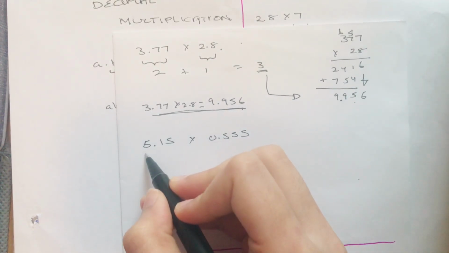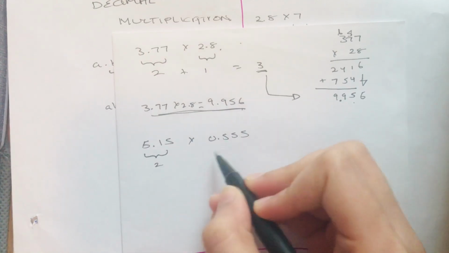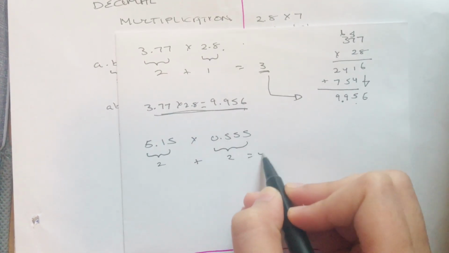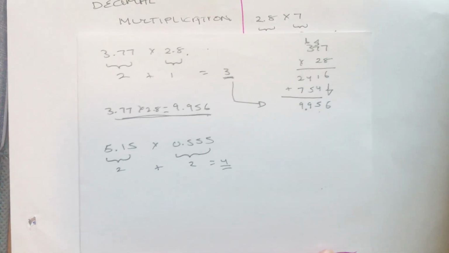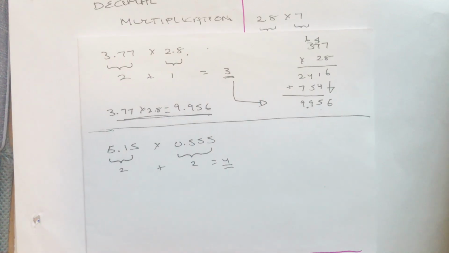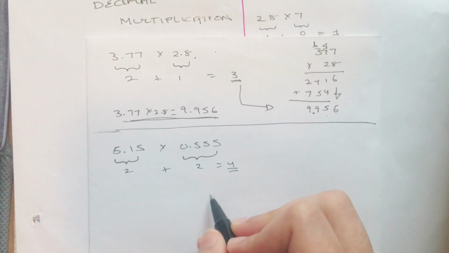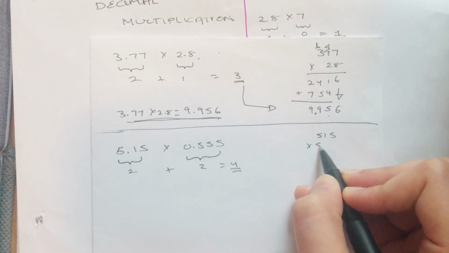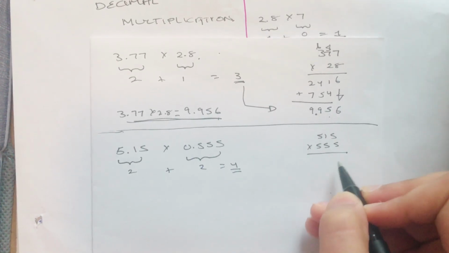So first you count the decimal points, so that is 2. The decimal points are 2. You add them, you have 4, right? Let's just put a divider here so you don't get mixed up. Now you have 515 multiplied by 555 without the decimal points.